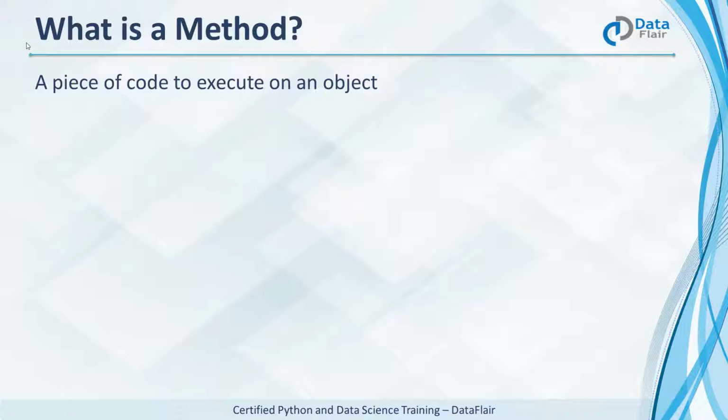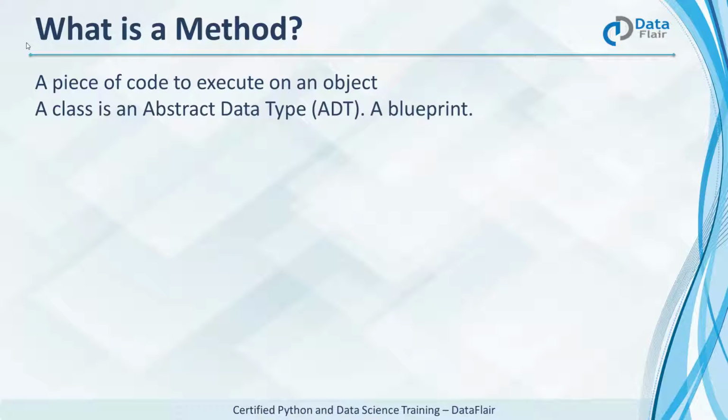A method is a piece of code to execute on an object. It belongs to a class. This is an abstract data type, or say a blueprint. It does not hold any values itself, but decides how objects of its kind will be structured.